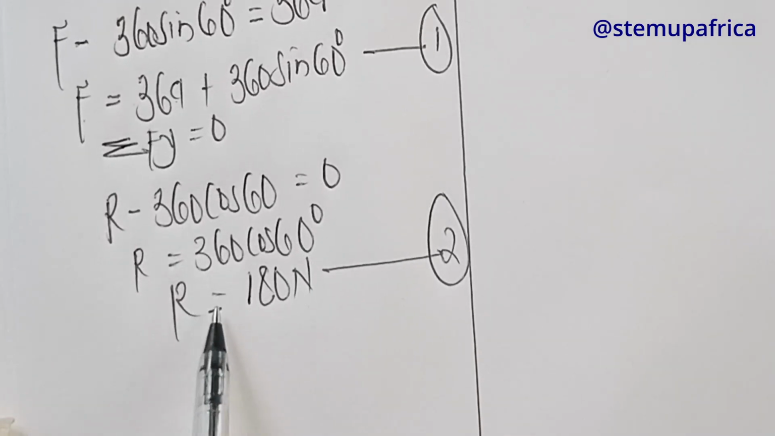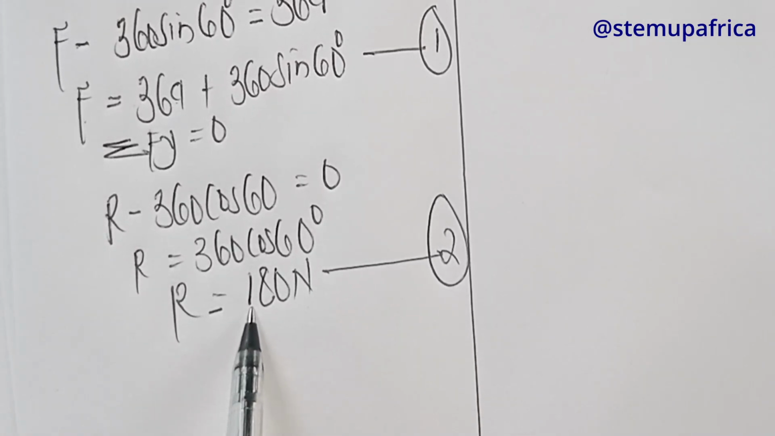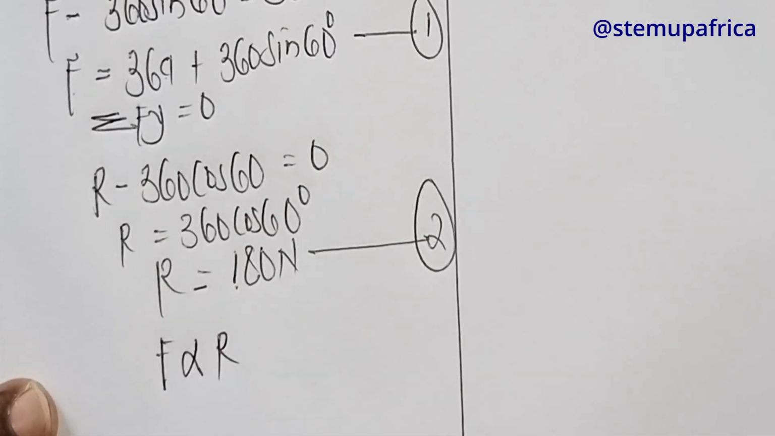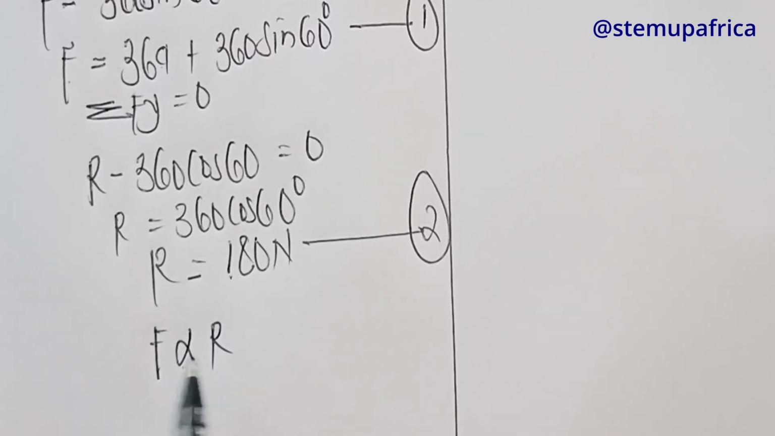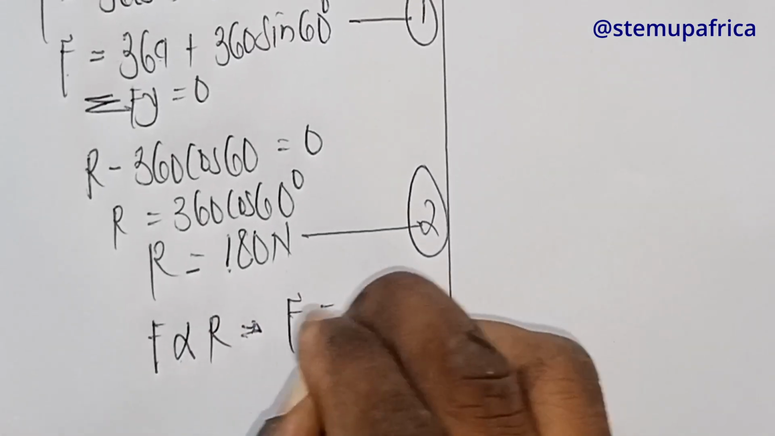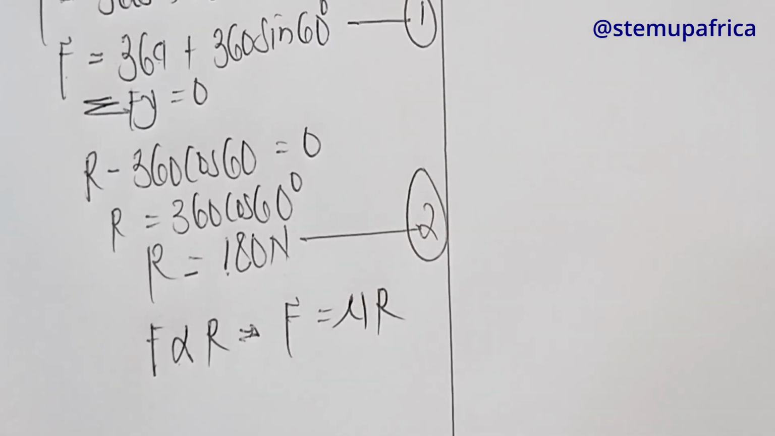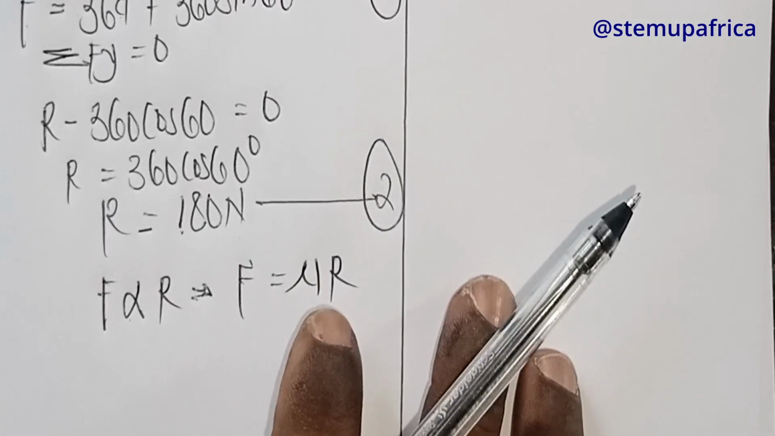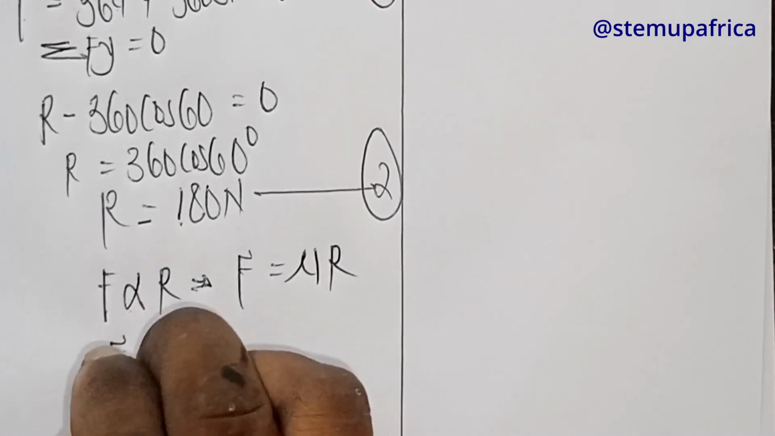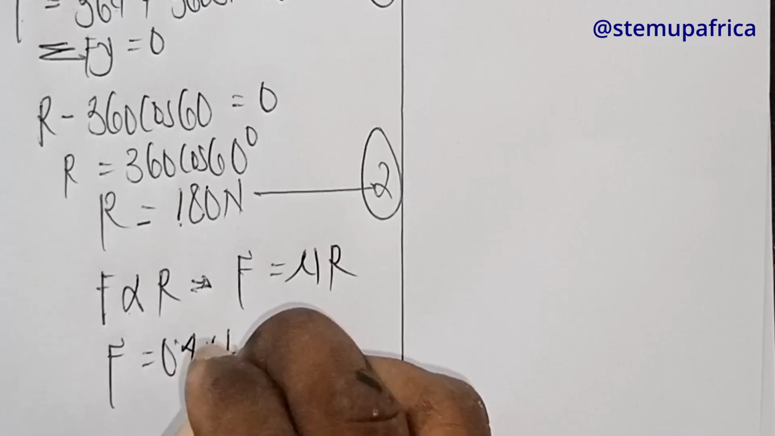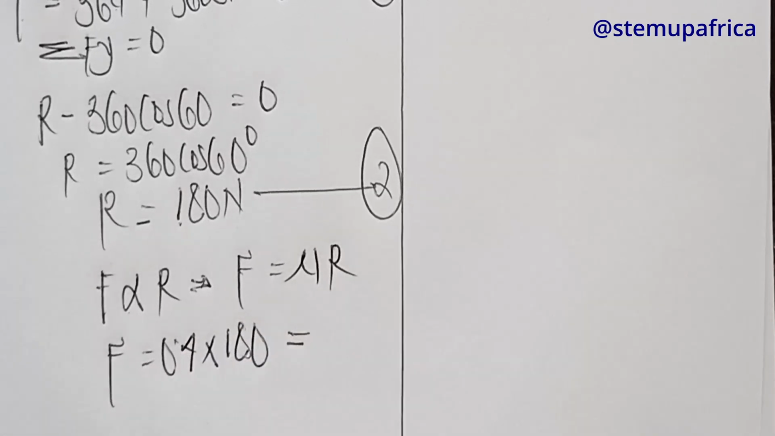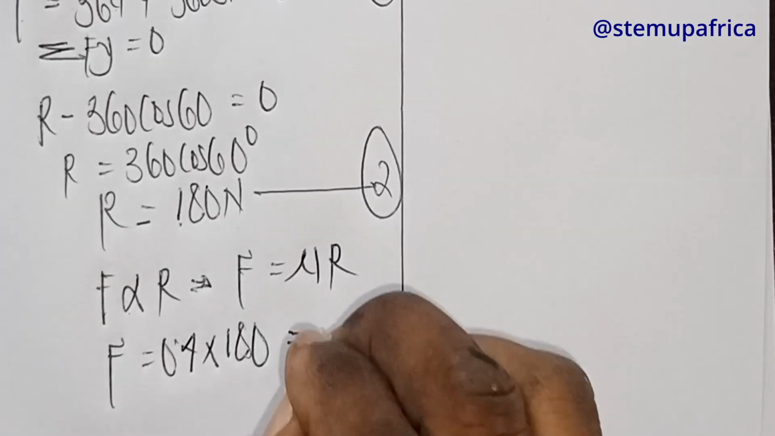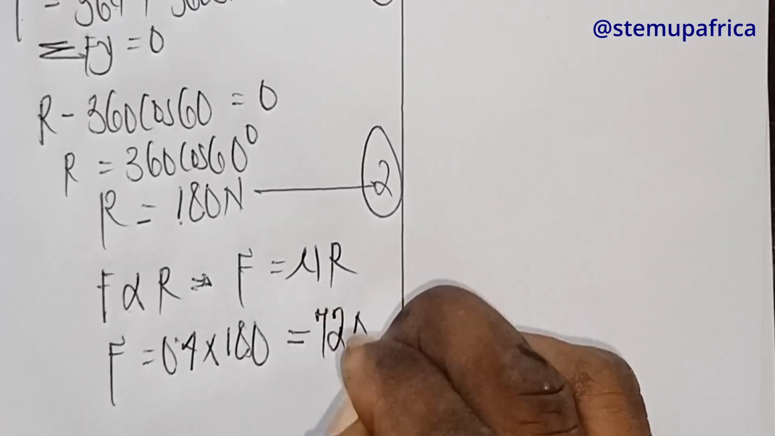So our R now is simply 180 Newton. But from another law of friction, frictional force is proportional to normal reaction. So if I want to remove the sign of proportionality, this implies that frictional force is mu R. So what is our mu given from the question? It is 0.4. So with that, we can now find our frictional force. So my F becomes 0.4 times 180, which equals what? If you multiply 0.4 times 180, that will give us 72 Newton.